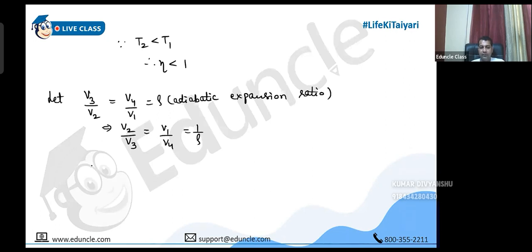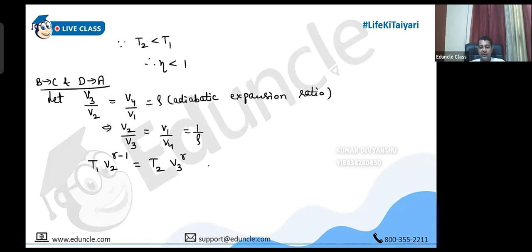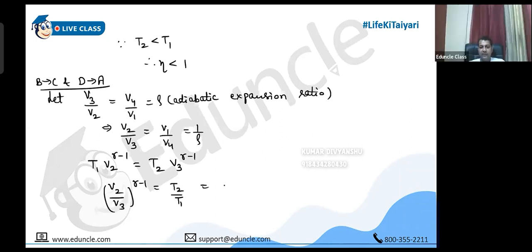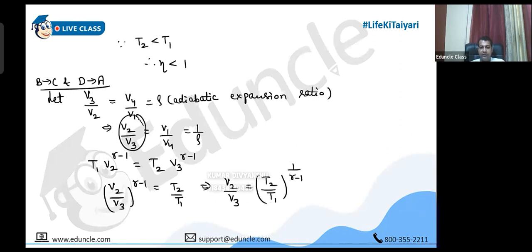Now, when we go from B to C and D to A, so when we are going from B to C, temperature is T1, at point B, volume is V2, and at point C, temperature changes to T2, and volume becomes V3. Is it okay? Yes, sir. So V2 by V3 power gamma minus 1 is T2 by T1. So V2 by V3, it is T2 by T1, 1 by gamma minus 1. This one. And similarly, now you can put this equal to 1 by rho.